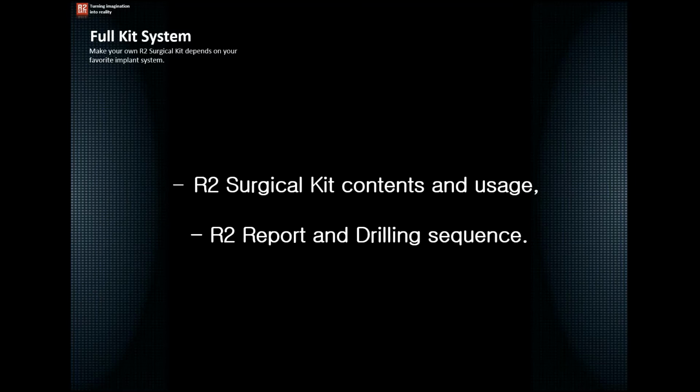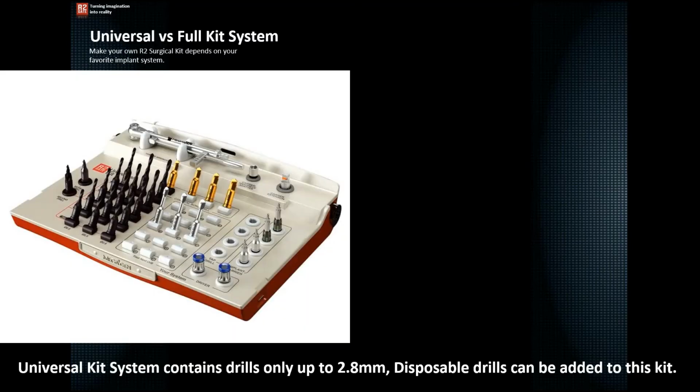Now let's talk about the R2GATE surgical kit contents and usage, and talk about the R2GATE report and drilling sequence. The R2GATE system offers you two types of surgical kits. Number one will be the universal type of kit. And what the universal type of kit is, it's essentially a kit that contains drills only up to 2.8 millimeter diameter. So you have the initial and the second drill, 2.0 millimeter drills, 2.5 millimeter drills, and 2.8 millimeter drills.